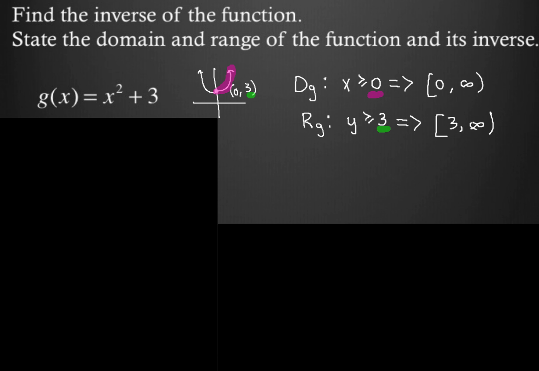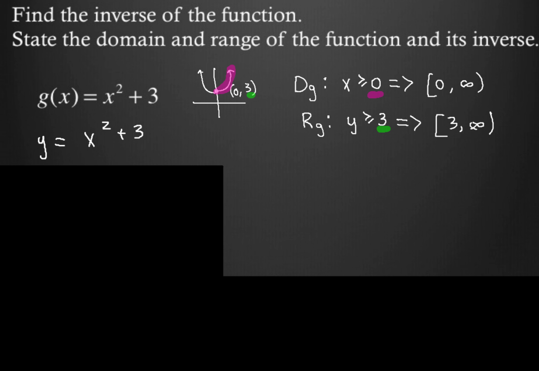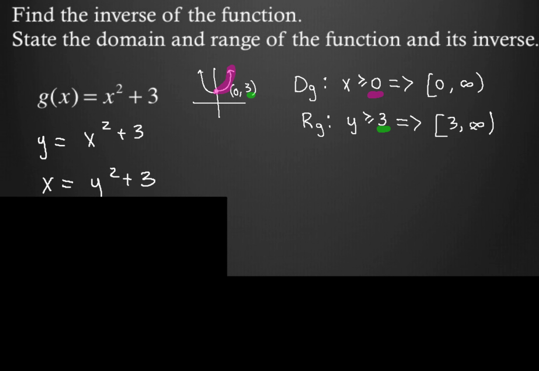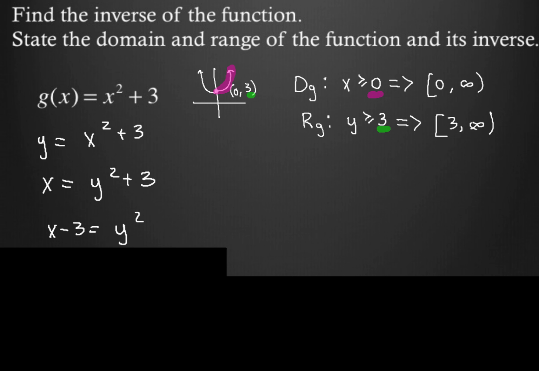Now the rest of it is going to be straightforward. I think you guys will be okay with that as you move forward to finding the inverse of the original function. We're going to write g of x in terms of y. The next thing we're going to do is switch x and y, so we'll have x equals y squared plus 3.